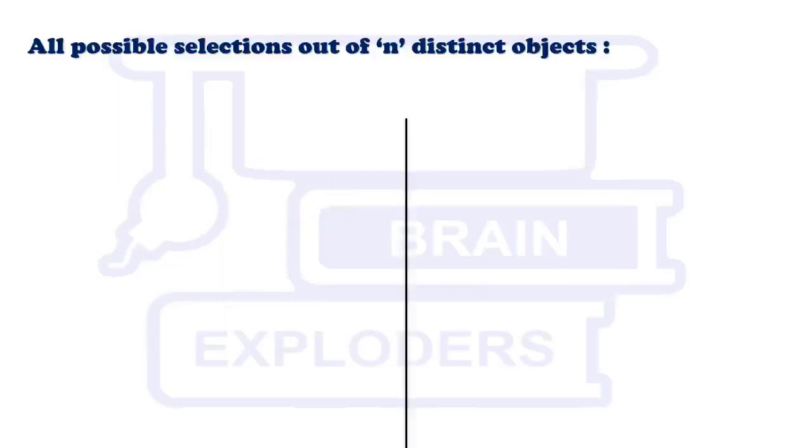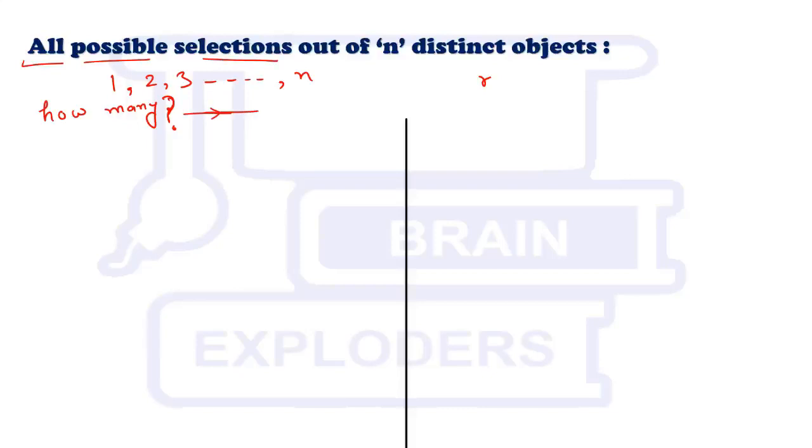All possible selections out of n distinct objects. Okay, so here n distinct objects are given, and you have to do some selections. Now the first question which comes to mind is how many? Till now we were discussing that we have to select R from n distinct objects, but this time R is not given. So the first question which comes to mind is how many objects should be selected. It is given all possible selections, which means first of all we have to answer this question.